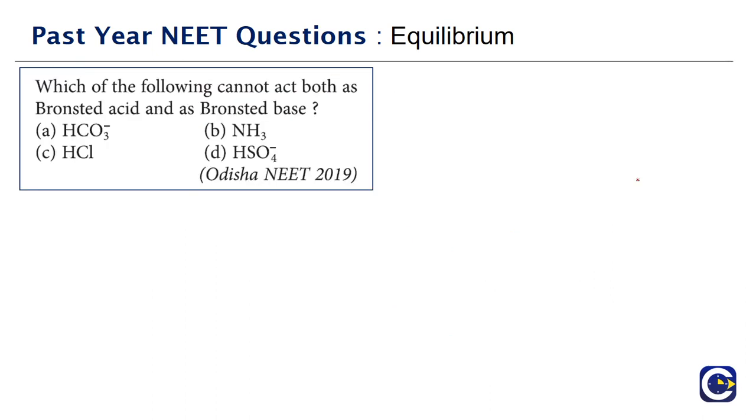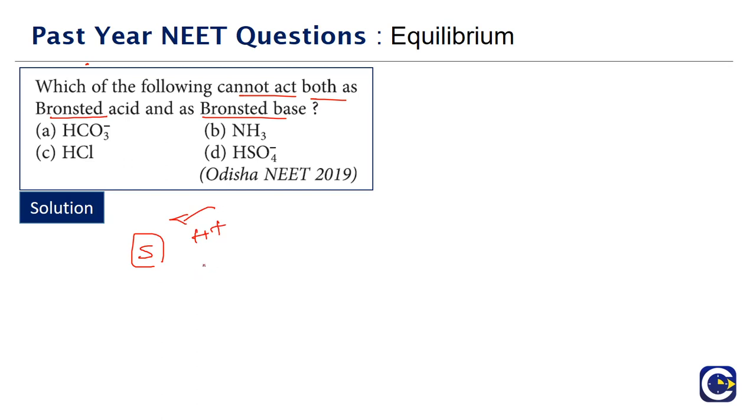Next we have another question, same Odisha paper NEET 2019. Which of the following cannot act both as Bronsted acid as well as Bronsted base? Means we have to conclude which of them cannot act both as the Bronsted acid as well as Bronsted base. Now if you look at any substance, if it has to act as a Bronsted base, it must be able to absorb H plus.